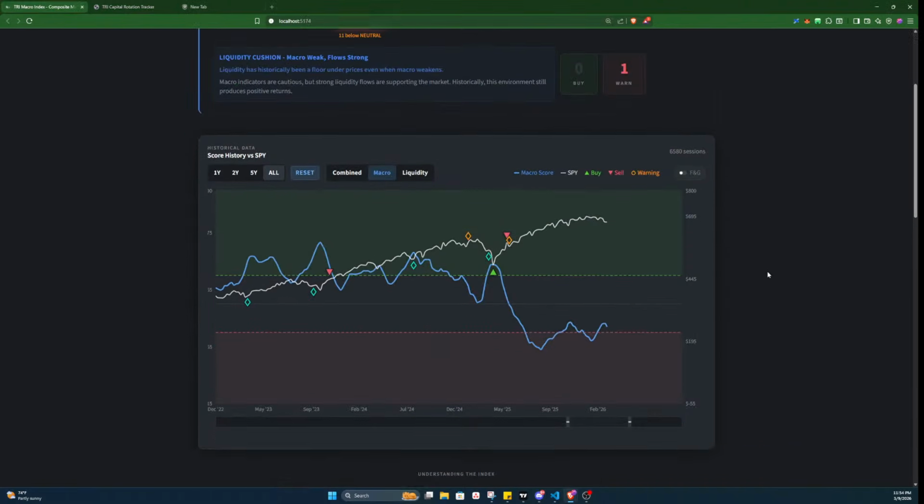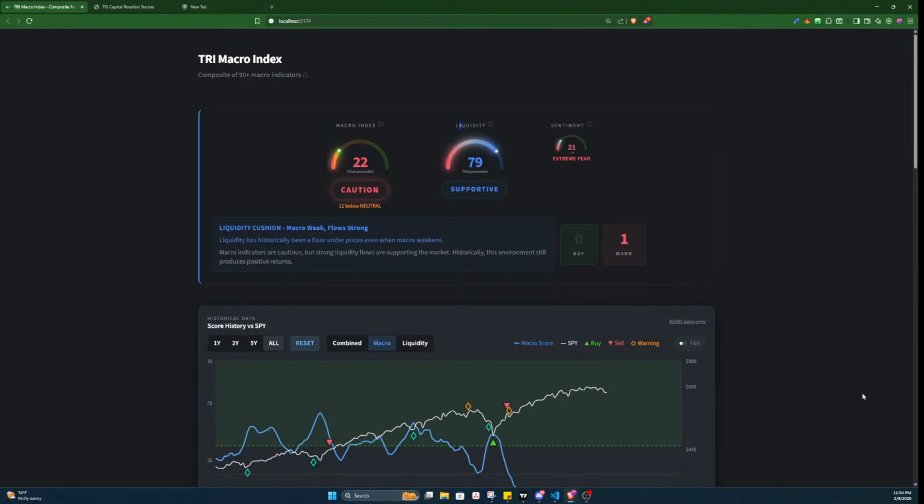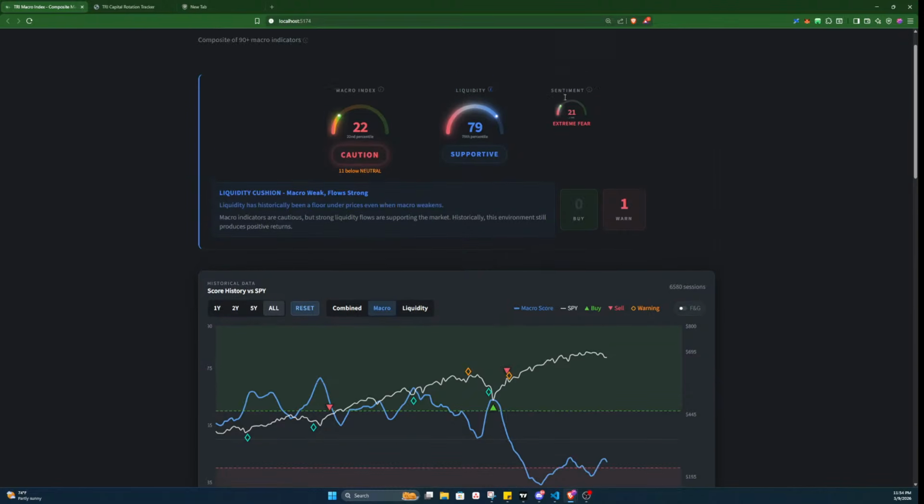But anyway, on the macro thing, do you guys have any questions? Because this was a big thing, combining macro and liquidity. And I don't think you can find it anywhere right now. I haven't seen anyone on Twitter or anywhere else that combines like 90 different indicators plus 10 different liquidity indicators plus a little bit of a sentiment indicator.